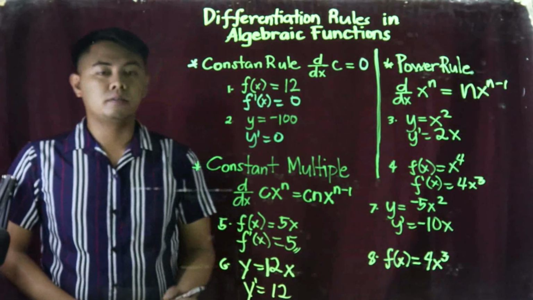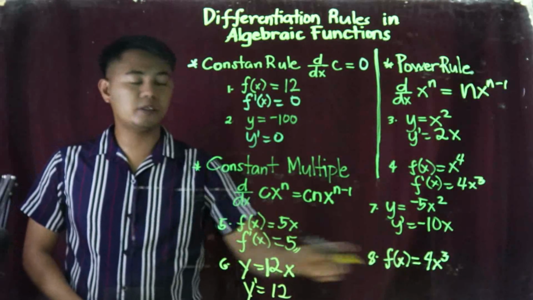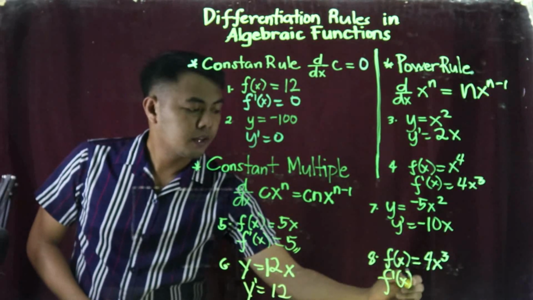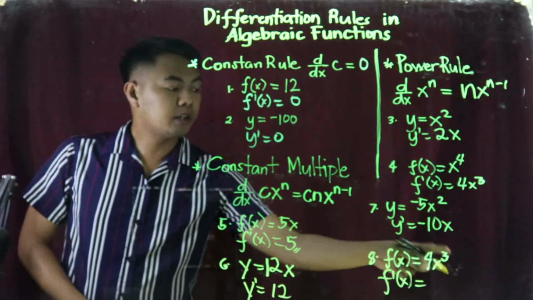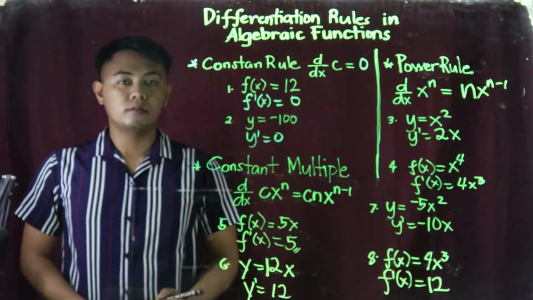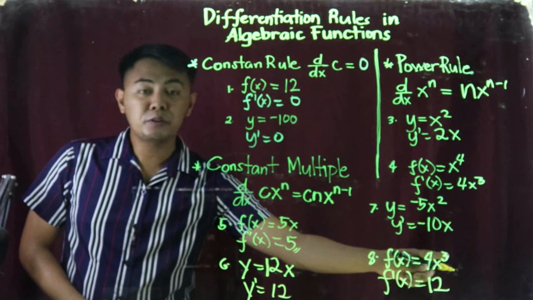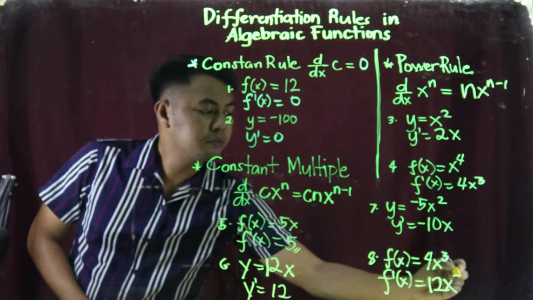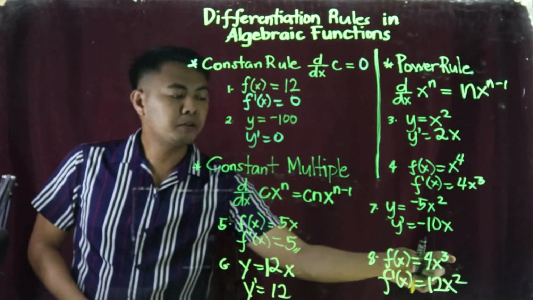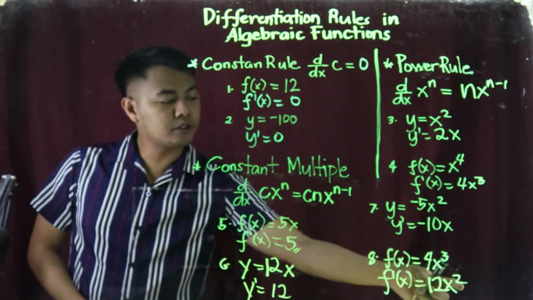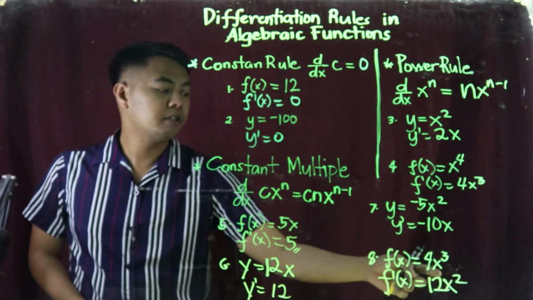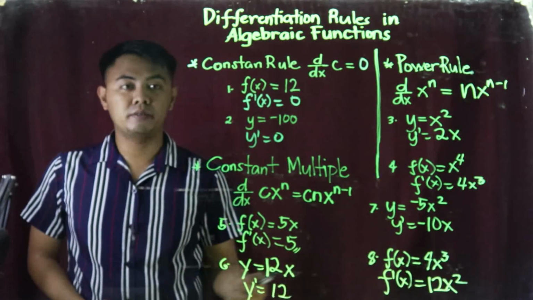Example number 8. f of x is equal to 4x cubed. f prime of x is equal to 3 times 4, that is 12. Subtract 1 from the exponent, 3 minus 1 is 2, so x raised to 2. So the derivative of f of x equals 4x cubed is 12x squared.